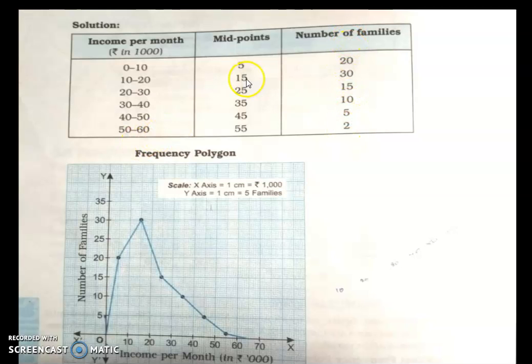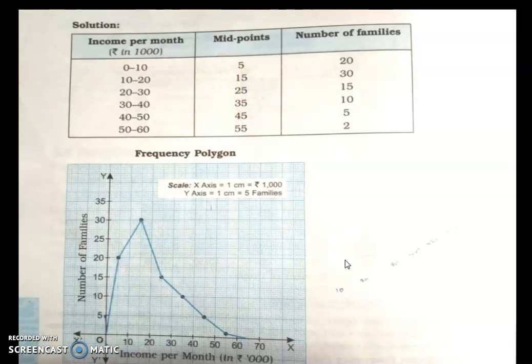So what we need to do is first we need to find out the midpoints. Now how to find out the midpoints? To find out the midpoints we need to add lower limit plus upper limit divided by 2. So 0 plus 10 is 10, divided by 2 we get 5. 10 plus 20 is 30, 30 divided by 2 is 15, 20 plus 30 is 50, 50 divided by 2 is 25. So this is how we get the midpoints.